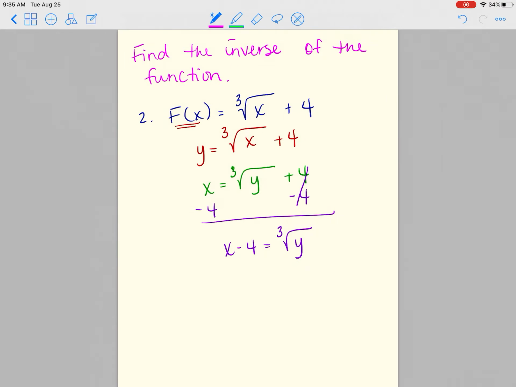Just like to get rid of the square root, I square the whole thing. To get rid of the cube root, I'm going to cube the whole thing.